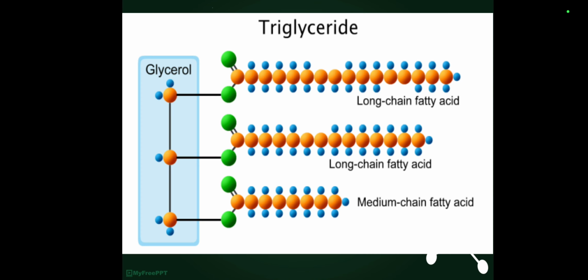Moving forward to explain it, as I've said, one good example of a group forming fatty acid molecules is the triglyceride. As you can see here, by the structure of glycerol, we have a long chain fatty acid, another long chain fatty acid, and a medium chain fatty acid. So this is the molecular formula of the triglyceride, which explains long chain fatty acid and medium chain fatty acid.